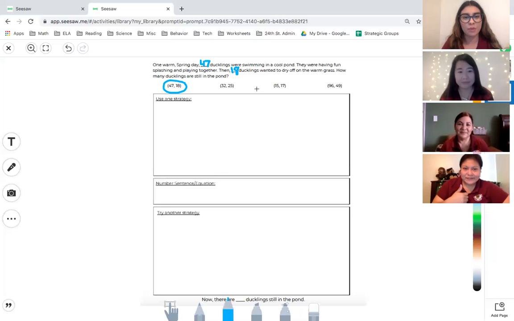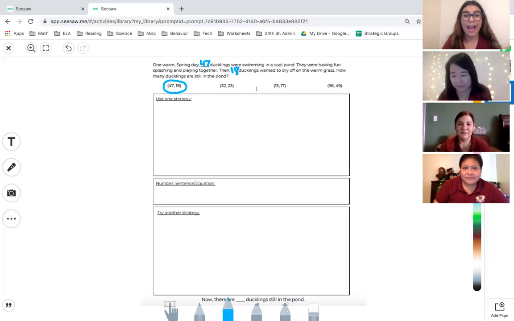All right, and now that we have 18, what does 18 mean in this problem? Ms. Rosales, can you give us an idea? Sure. The 18 are from that 47. 18 left the group to dry off. Beautiful, and thank you for that clarification.